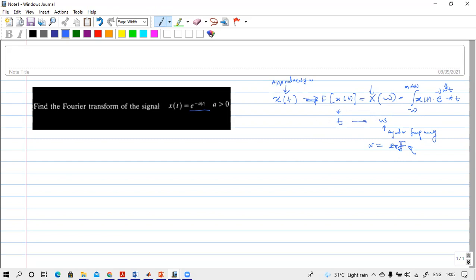And you have the inverse Fourier transform. That means you are converting the frequency domain signal into the time domain again. So we have a frequency domain signal, and this frequency domain signal we convert to the time domain. We call it the Fourier inverse transform of X omega. This is capital X omega, no?